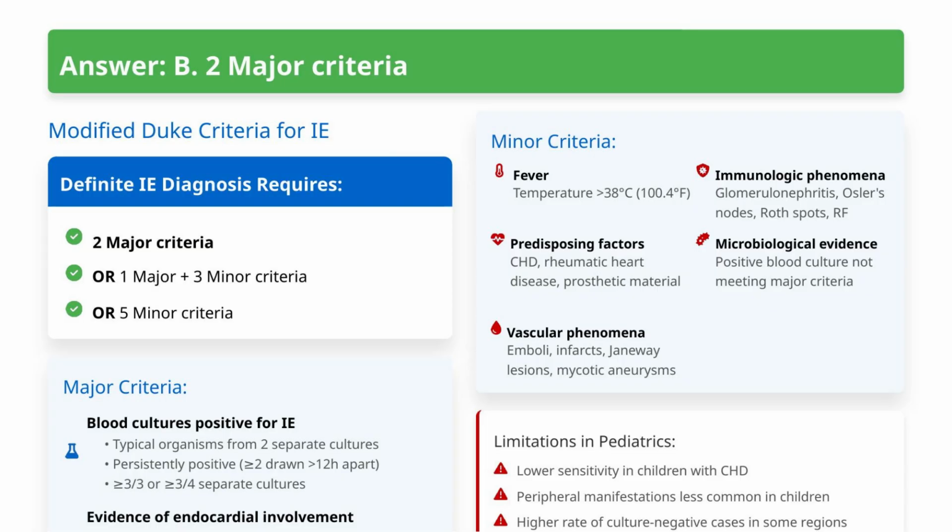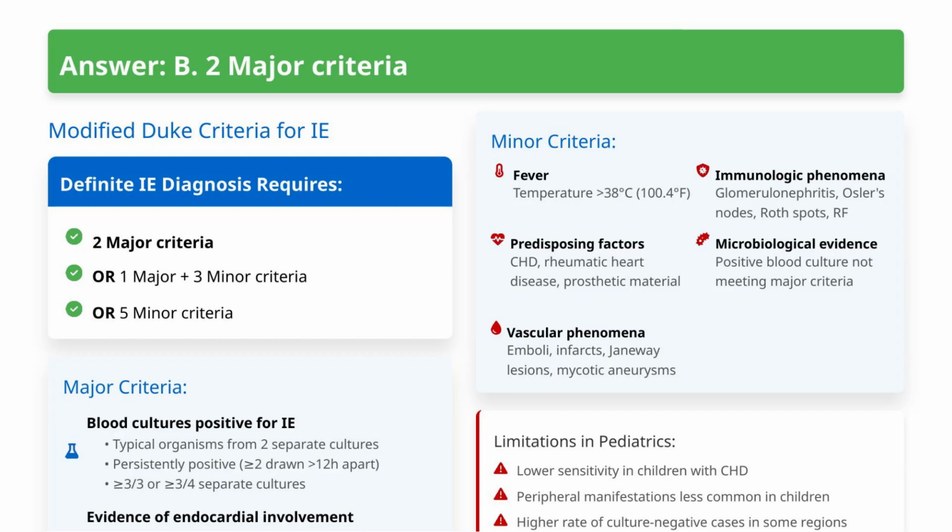2 major criteria. According to the modified Duke criteria, a definite diagnosis of infective endocarditis requires either 2 major criteria, or 1 major plus 3 minor criteria, or 5 minor criteria. The major criteria include blood cultures positive for infective endocarditis with typical organisms from 2 separate cultures, persistently positive cultures drawn more than 12 hours apart, or 3 or more separate positive cultures. The second major criterion is evidence of endocardial involvement on echocardiography, such as an oscillating mass, abscess, new partial dehiscence of prosthetic valve, or new valvular regurgitation.